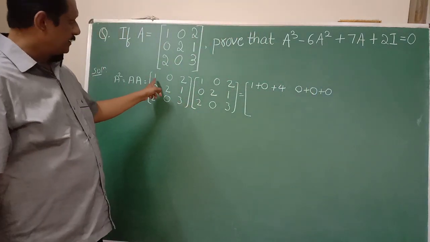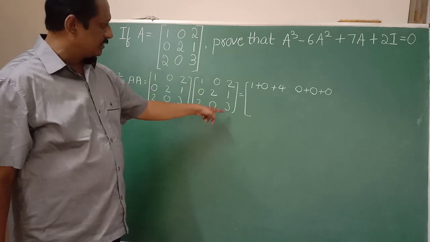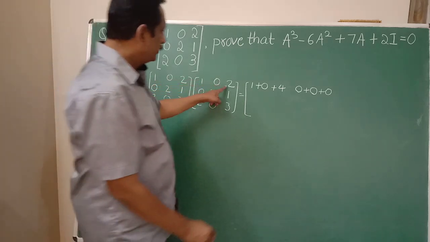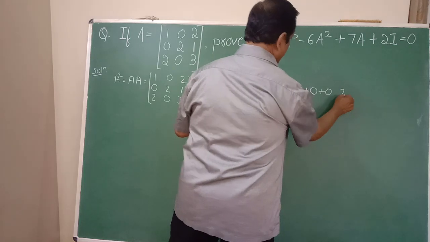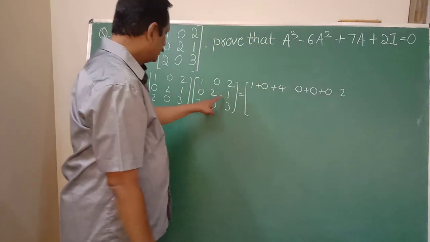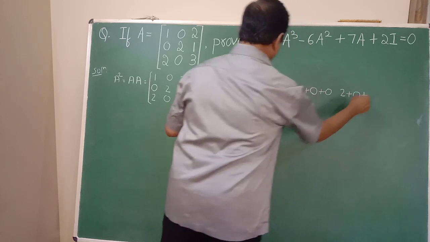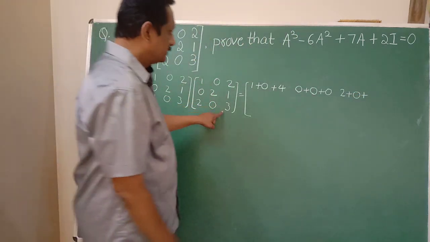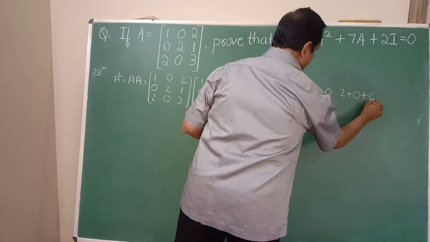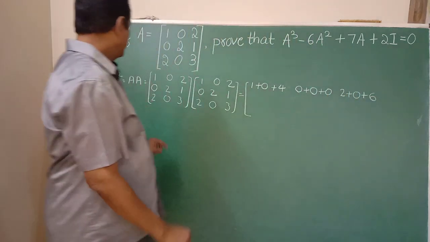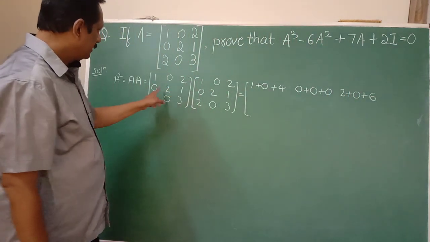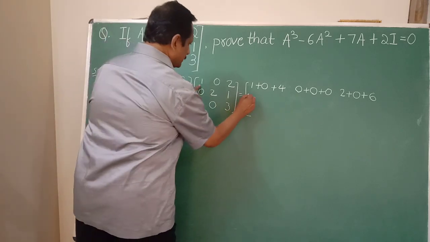Then multiply first row with the third column here. 1 into 2 becomes 2. Then 0 into 1 becomes 0. Then 2 into 3 becomes 6 here, plus 6. Okay. Multiply this row with the column here. 0 into 1 is 0 here.